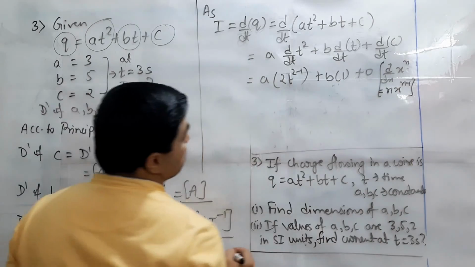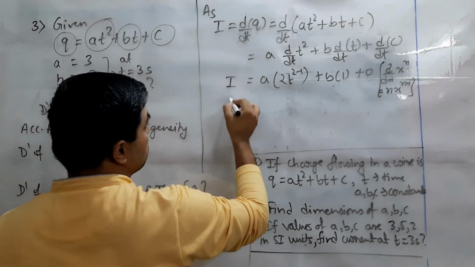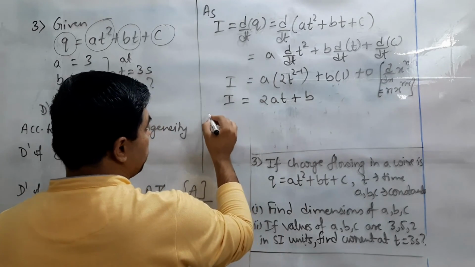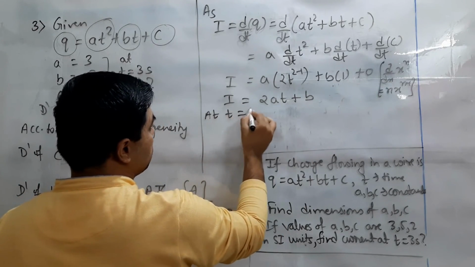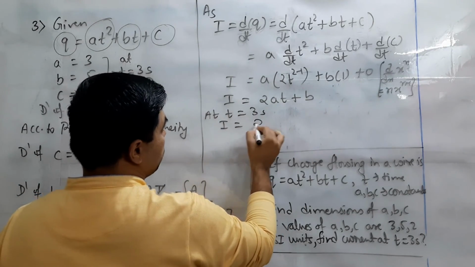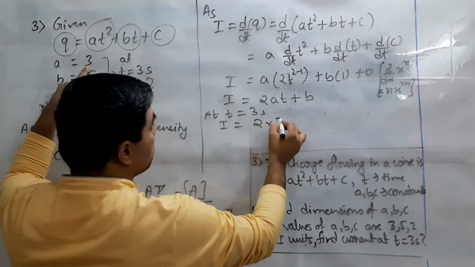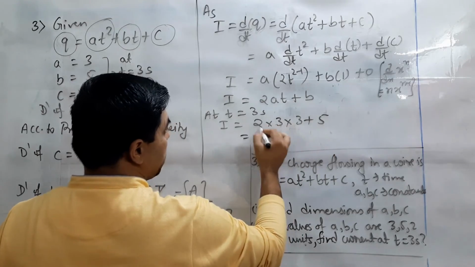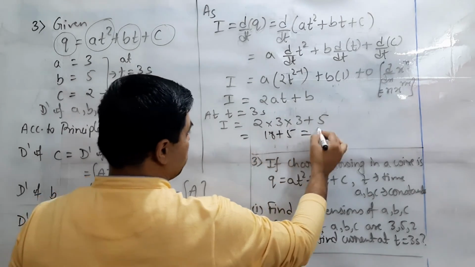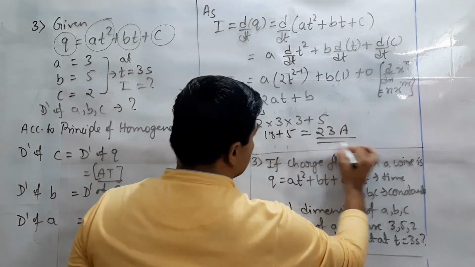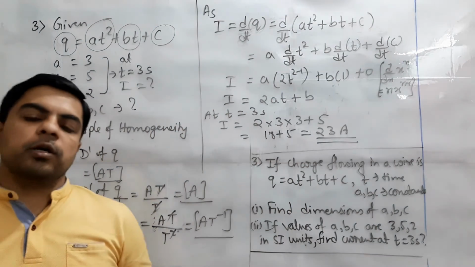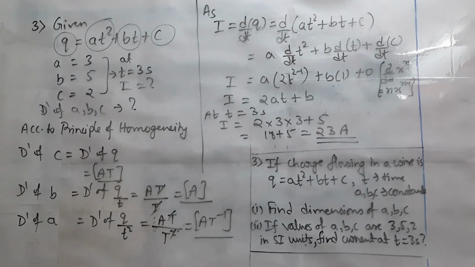minus 1. And now this is 2AT plus B, putting the value at t equal to 3 second, current will be 2 into A is 3, T is also 3, and B is 5. So 3, 9 to 18 plus 5, that will give 23 ampere. So this is the final answer for current at t equals to 3 seconds according to the given condition. You can note it down by pausing.